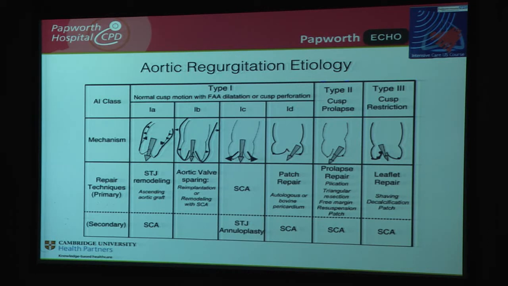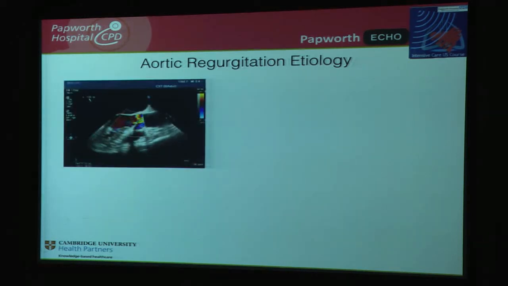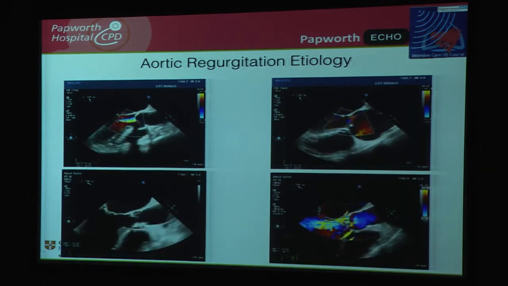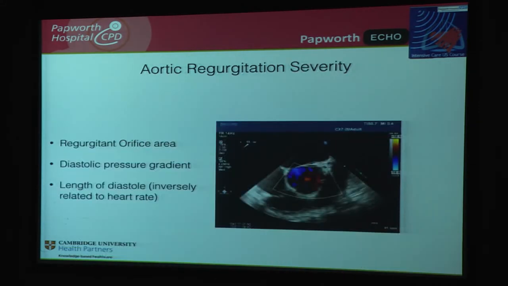This is quite important surgically because the repair techniques differ according to the type of regurgitation caused. And it's important for us to know what to advise the surgical team as to what we think it is, and help in the diagnosis and management of this lesion in theater. Etiology, as we say, could be due to a dilated aortic root, or damaged leaflets. And severity of aortic regurgitation is dependent on the regurgitant orifice area, the diastolic pressure gradient, and the length of diastole.